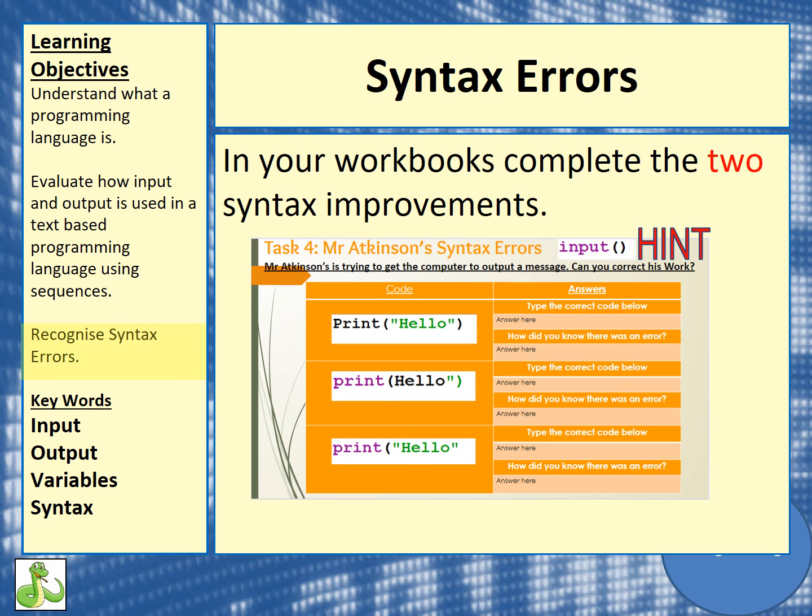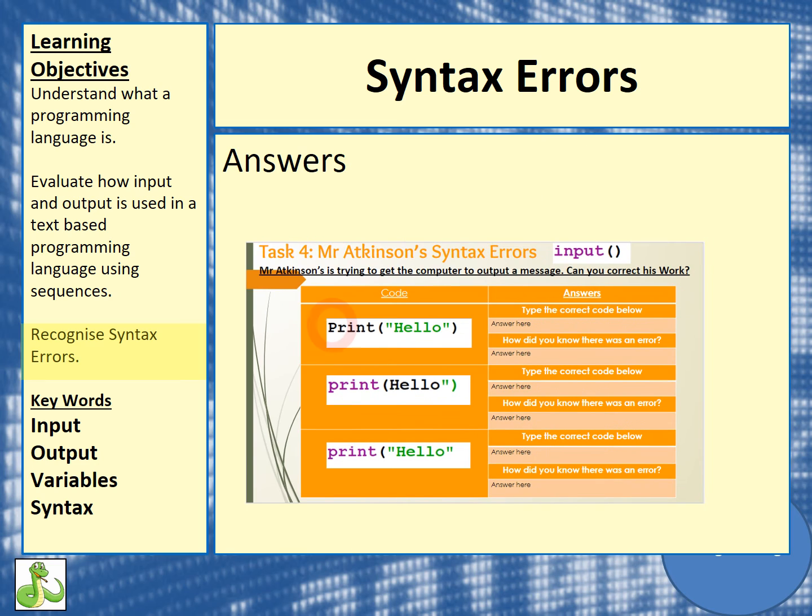Your next task is to find the syntax errors on this slide. Now, I've given you a hint at the top of the page, and I want you to try and find what the errors are. In each one, you need to type the correct code, and then you need to type how you knew what the syntax error was. Let's have a look at the answers. The first one is a capital P. Our code can't work with a capital P. The second one, we have missing speech marks, and the third one is a missing bracket.